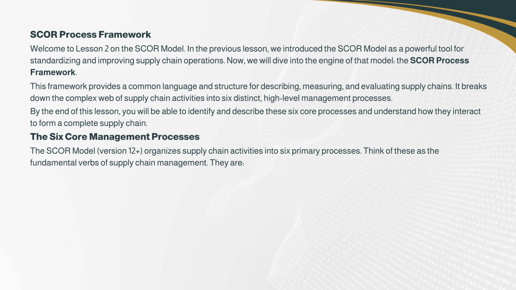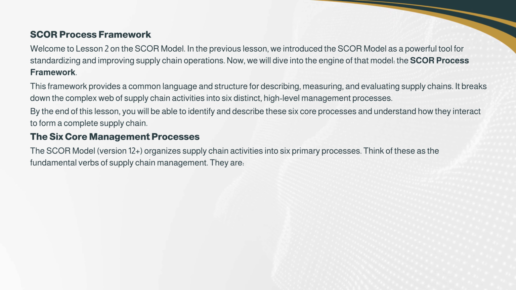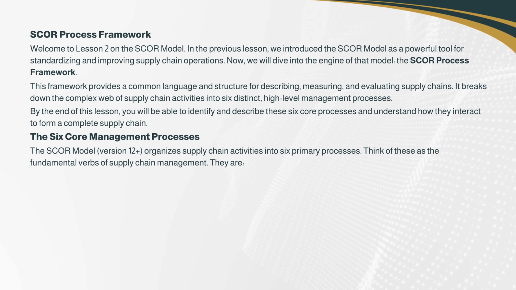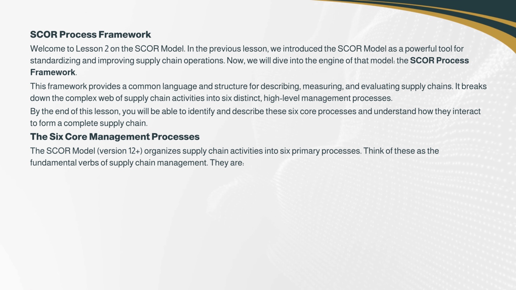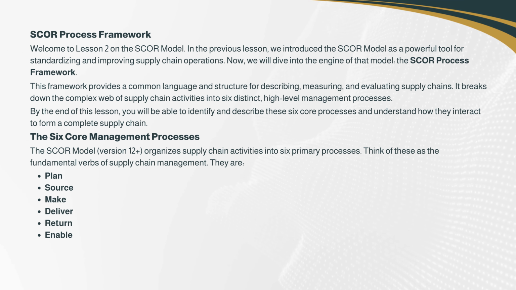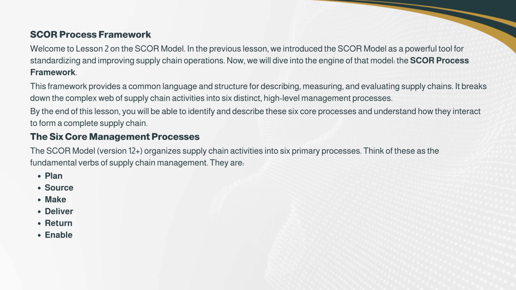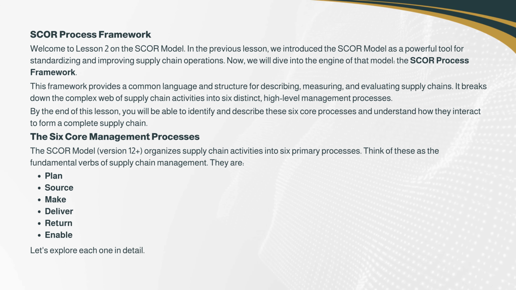The SCOR model, version 12+, organizes supply chain activities into 6 primary processes. Think of these as the fundamental verbs of supply chain management. They are plan, source, make, deliver, return, enable. Let's explore each one in detail.